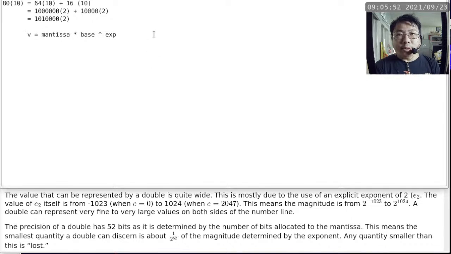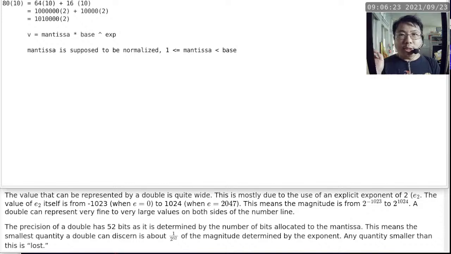So a few words about the mantissa. The mantissa is supposed to be normalized, and I think we have already explored this. It has to be greater than or equal to 1, but at the same time it has to be less than the base. So in base 10, the mantissa cannot be 10 or more. It has to be less than 10. That's the normalization, which basically means we want the mantissa to be between 1 and up to but excluding the base. And then the rest is up to the base to handle.